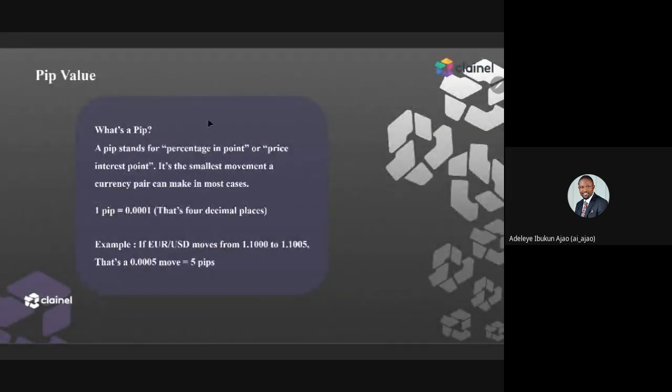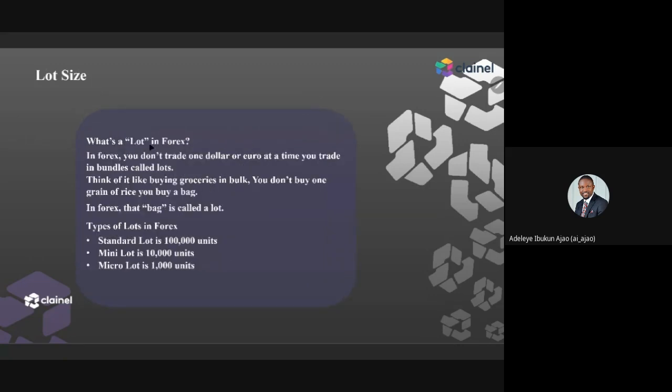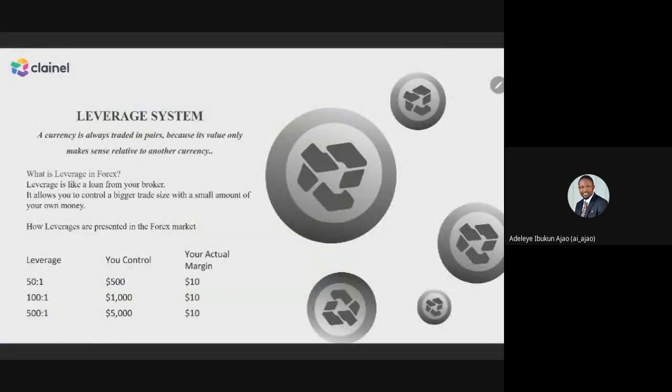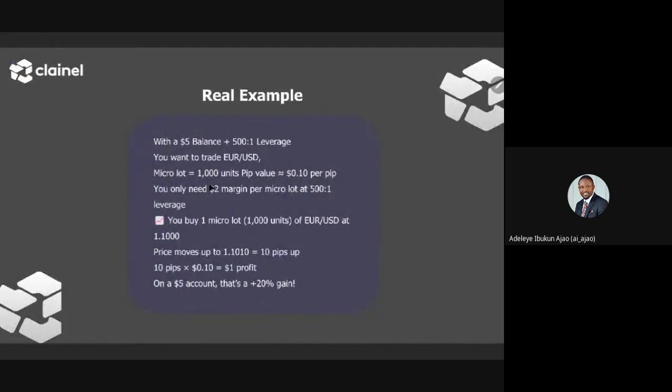So now we dive down to pip value. We understand that the pip is the percentage in points, the smallest movement a currency pair can make, and that's what happens in most cases. We moved on to lot size, and this told us that currency is traded in bulk and not just by a grain or by a dollar. Then we moved on to the various leverage systems, and we saw an example.